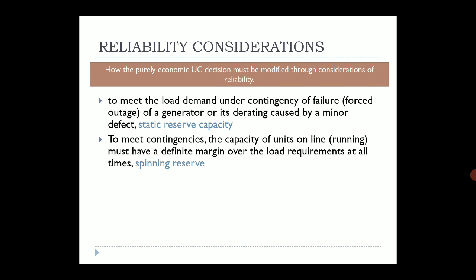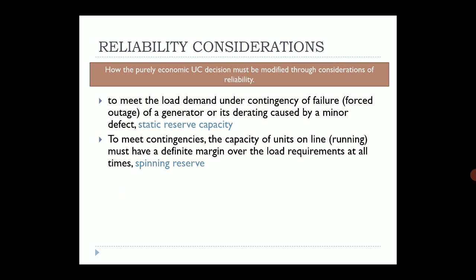So there are 2 points here. In order to check this reliability, we need to store some reserve. One is to meet the load demand under contingency of failure, that is forced outage of a generator or its derating caused by a minor defect. It is the static reserve capacity that is required. So in case of any fault where the generator is taken out, there should be a static reserve which, during the outage of the generator, can provide the power.